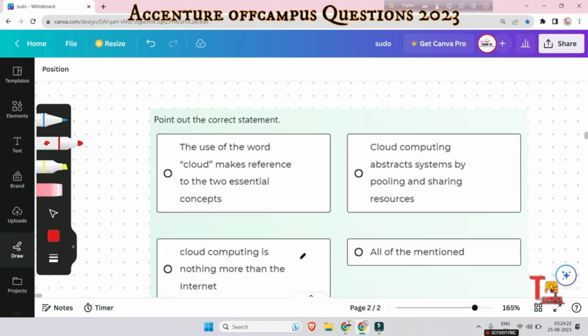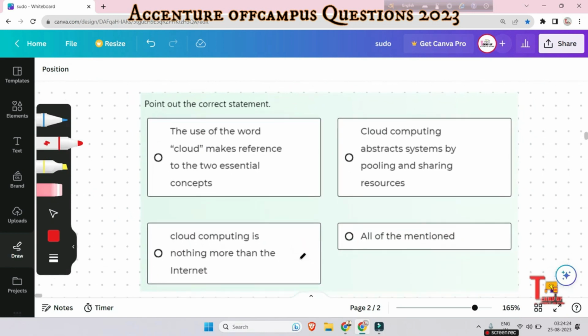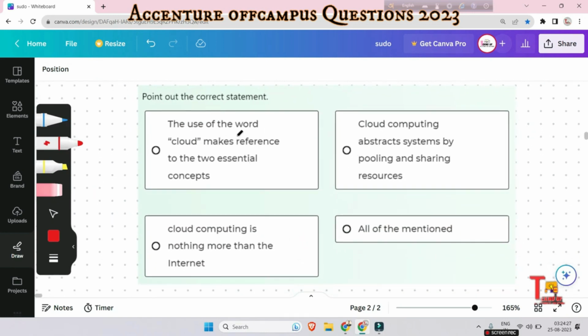The next question is: point out the correct statement. The use of the word cloud makes reference to the two essential concepts: cloud computing abstracts systems by pooling and sharing resources, or cloud computing is nothing more than the internet, or all of the above. Among them, the answer will be this: cloud computing abstracts systems by pooling and sharing resources.